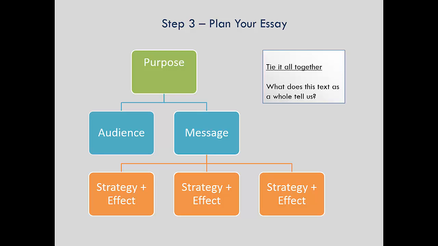I also want to make sure before I start writing that I have a good idea of how all of this works together. So I would write a sentence that ties it all together, answering the question, what does this text as a whole tell us about human nature, about society, about racism, about the world, whatever the theme is. This I'll write before I actually start my essay.